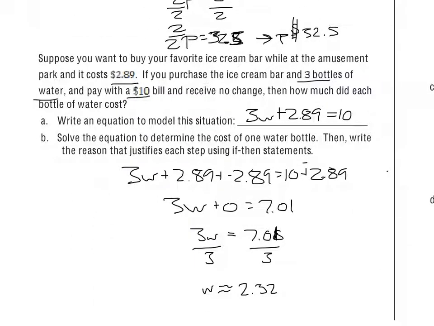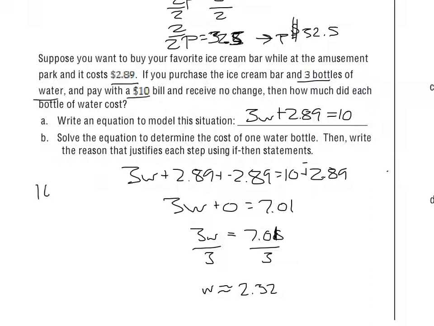Looking at our problem over here, we have 3 times the cost for the water, since there are 3 waters, plus the $2.89 that we spent on ice cream. So that gives us $10 that we spent in total. As we solve this, we're going to get 3W plus $2.89, solving through. Just be careful on that subtraction.